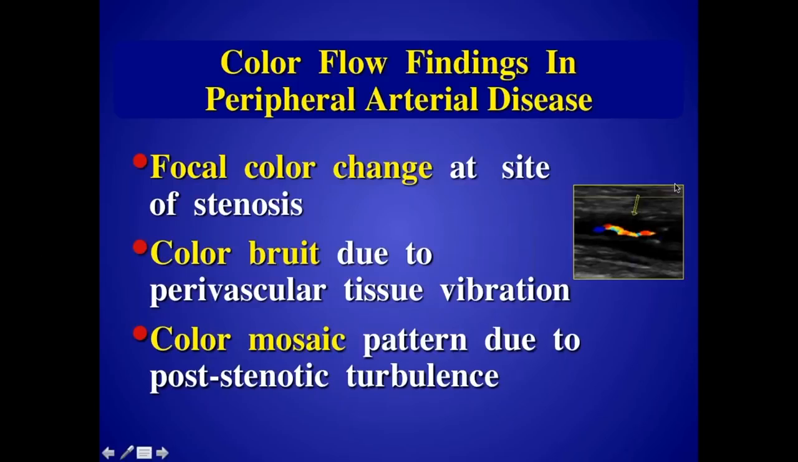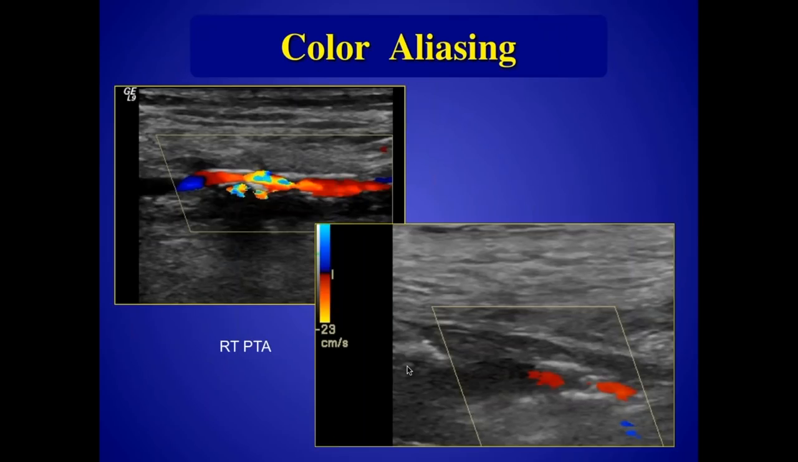Other things we can see, color bruit artifacts due to perivascular tissue vibration. In other words, when you have a very tight stenosis, the red blood cells moving at such high velocities cause the tissues around the lesions to vibrate. And they vibrate at low-level frequencies, which produce a color flash bruit in systole, which I'll show you in a moment. And of course, if we go downstream, we're going to see a turbulent pattern, and that presents itself as a color mosaic on the color display.